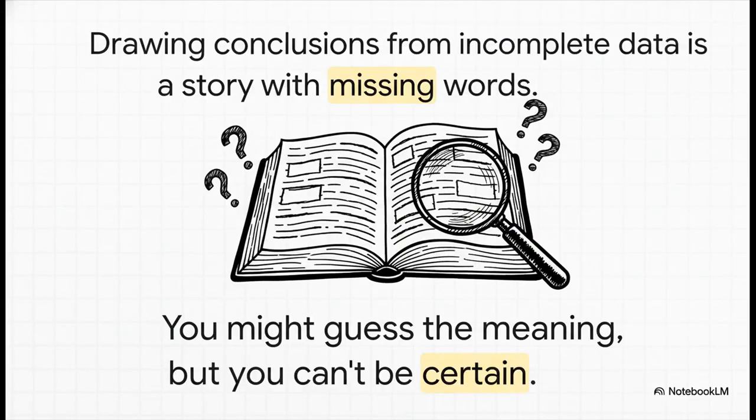You see, this is the perfect way to think about it. If you're reading a story with words missing, you might be able to guess the meaning, right? But you can never be 100% certain, and those missing pieces create a ton of uncertainty, which can lead to biased, totally unreliable results. Our job as data detectives is to figure out how to fill in those blanks responsibly.